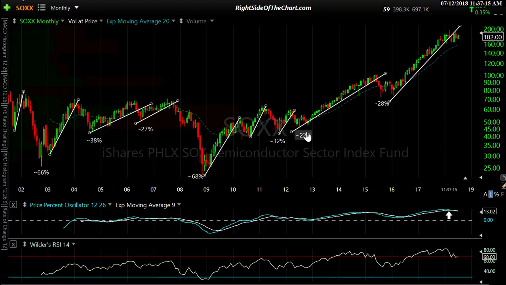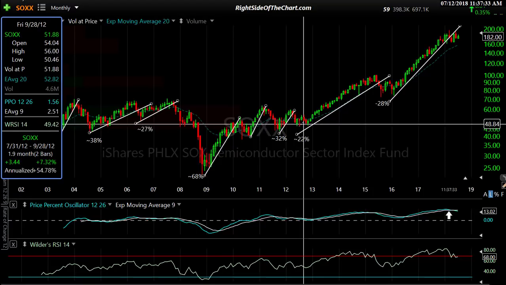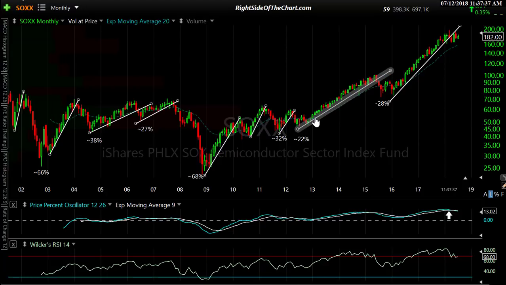And let's just go back here to where this one bottomed. 22% again is a drop from the highs to the lows. So 32 would be from this high to this low. And back here, the previous trend bottomed back in 2012. Yeah, July, and really didn't kick off here till about the end of 2012.